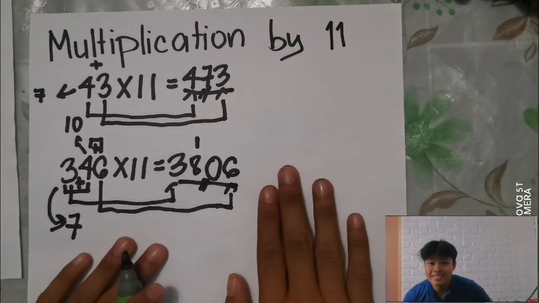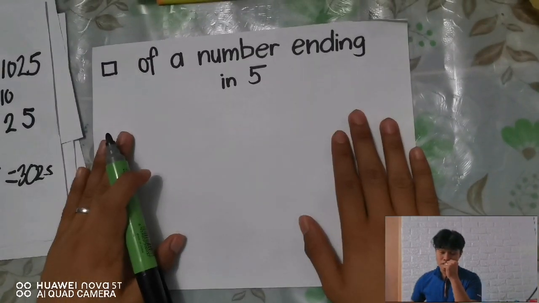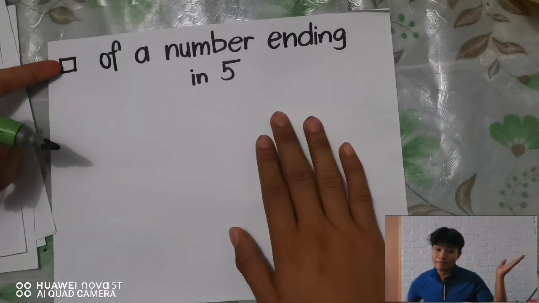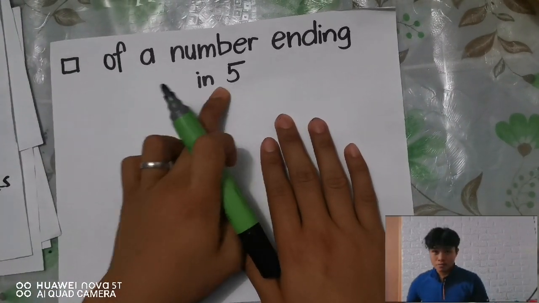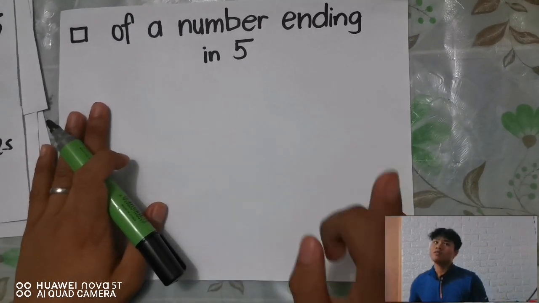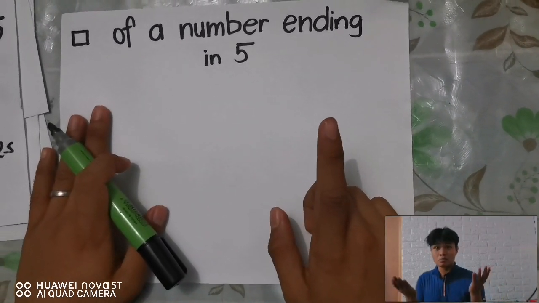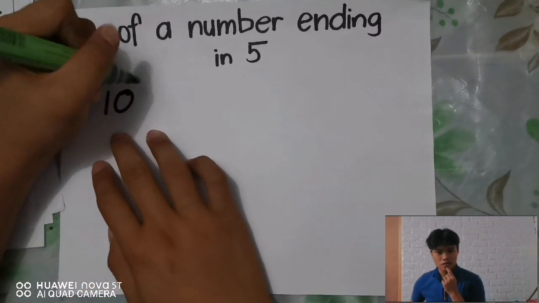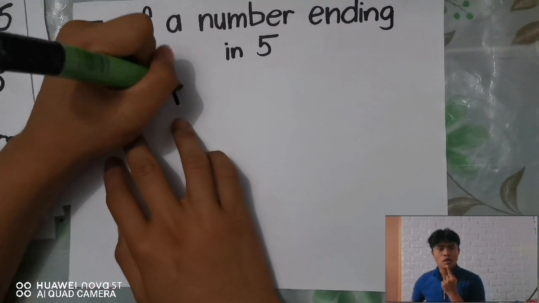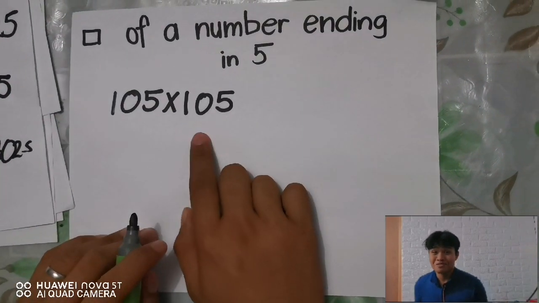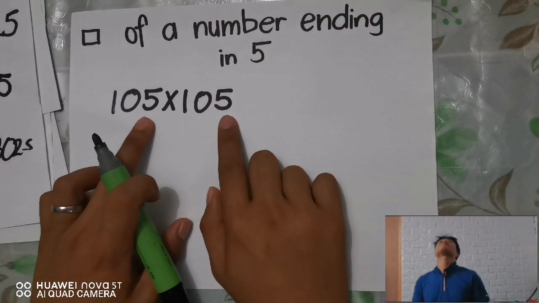Now, hey guys, the last thing that I'm going to teach you is the square of a number ending in 5. Now, 5 times 5 is 25, pretty easy, right? Now, what if it's a bigger number? Let me think of a number. What about 105 times 105? Pretty hard, right? I told you.